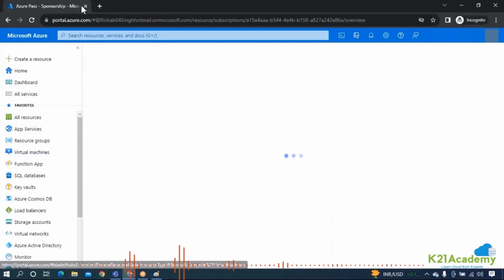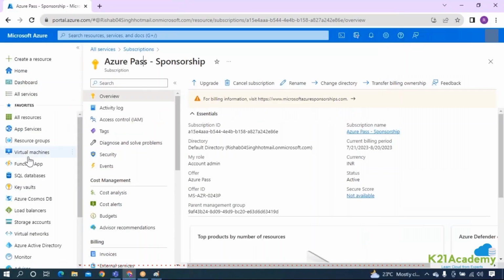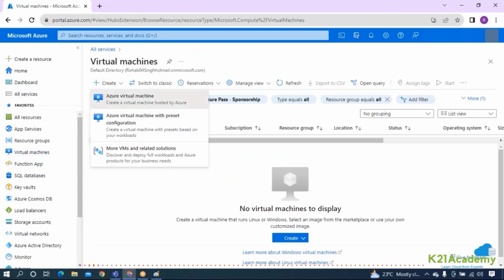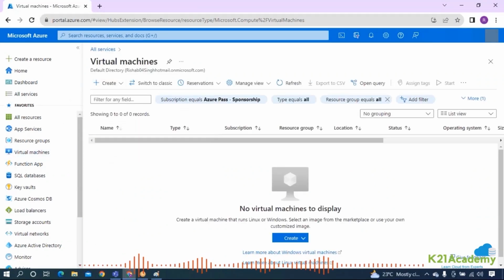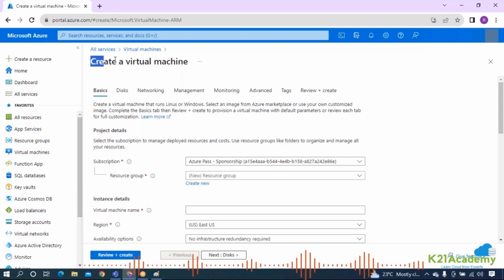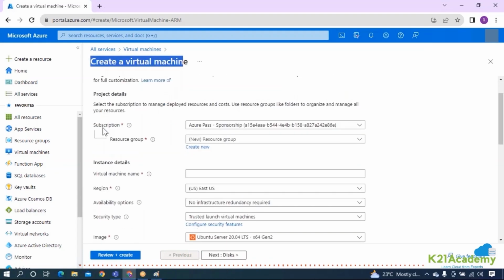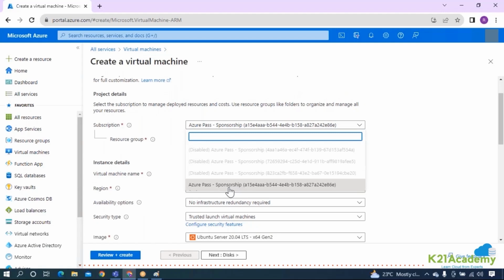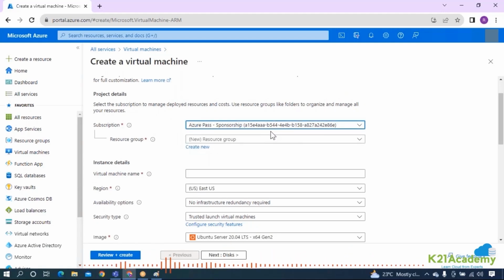Let me try to create a virtual machine. Let me go ahead and select this particular virtual machine over here. Okay, guys. Now, what it is doing, create a virtual machine. The first thing you need to provide is a subscription. So basically, you should have an active subscription, which will give you the power to create resources within Azure.